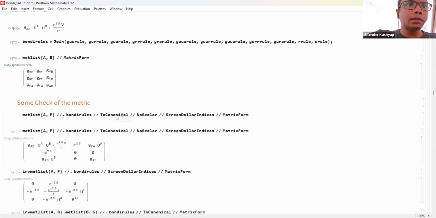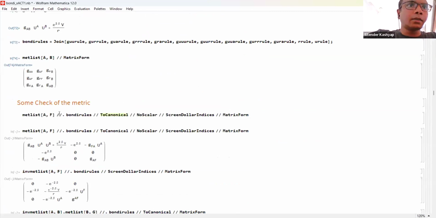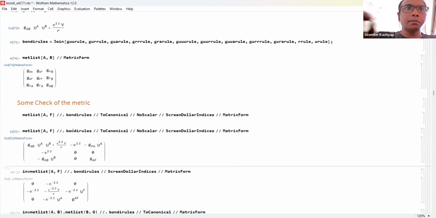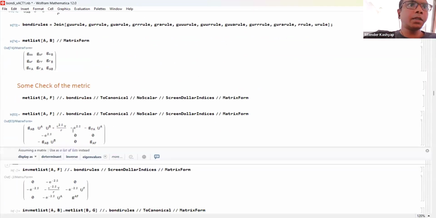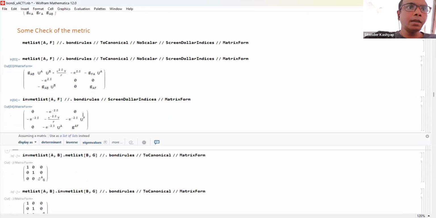Let's do one simple thing. Okay, let's not do this. Let's just keep going because it might take some time. The point is the metric is in this form, and the inverse metric is in this form.